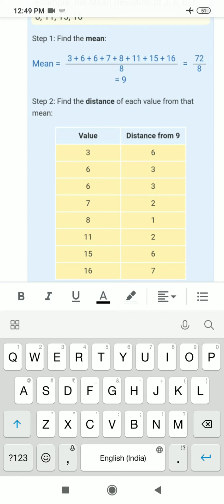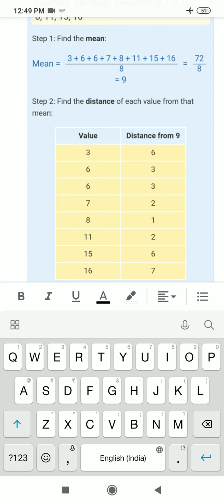But please note here that while determining the distance of an individual value from the mean value, we need not consider the signs. Whether it is on the plus side or the minus side, we will simply write it in terms of magnitude. We will ignore the sign.